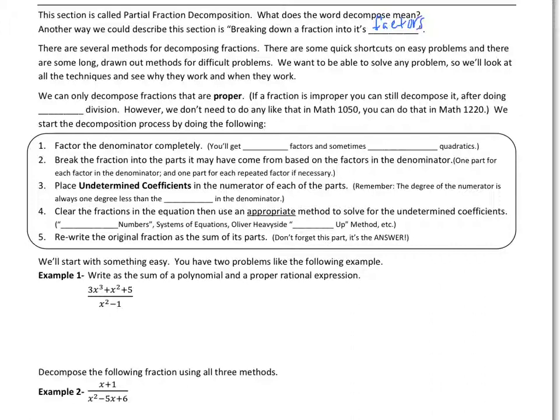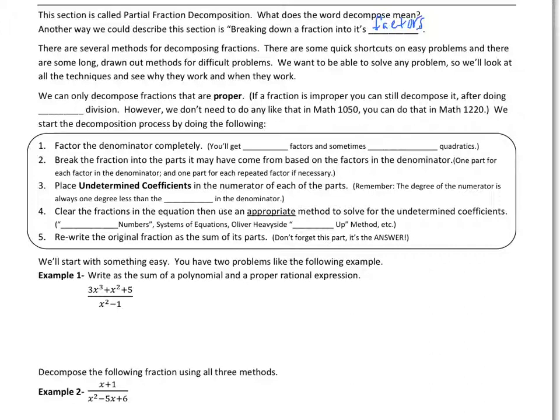Okay, now there's several methods for doing this, okay? Some quick shortcuts on easy problems that we'll talk about, and there are some really long, drawn-out methods as well. Okay, the most difficult ones we're not even going to cover in this class, so we don't have to worry about those. That'll be for later on, like when you get to calculus and things like that. You'll be able to handle this.